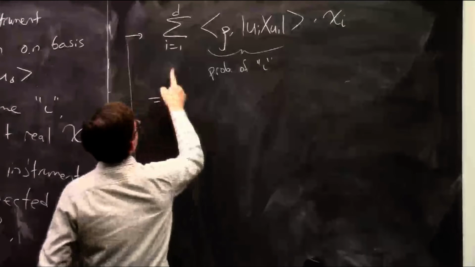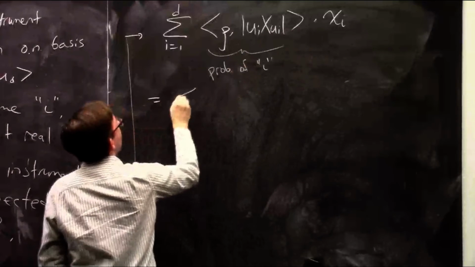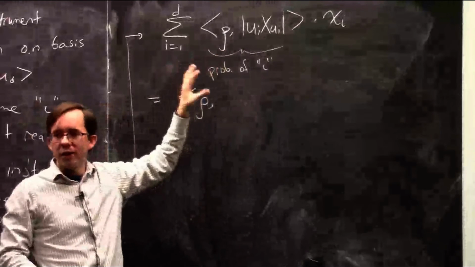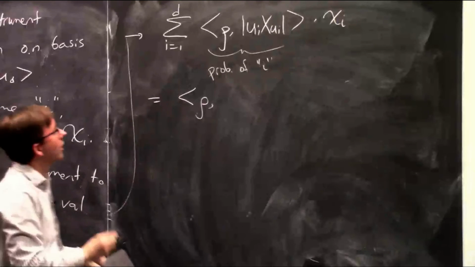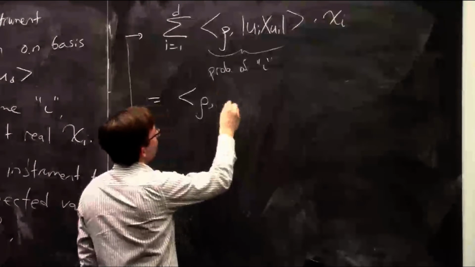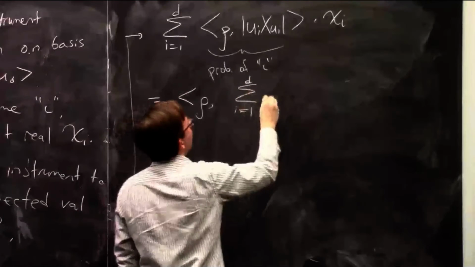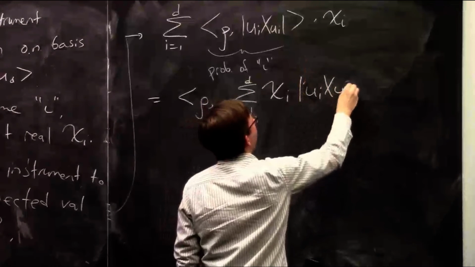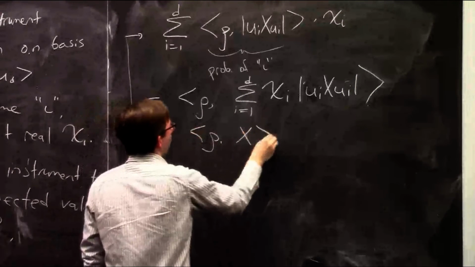And now we'll just do some manipulations. We'll push this sum inside here, and we'll also bring this scalar inside here. I should mention that this angle bracket thing, this inner product, is really linear. You can check that. Trace is a linear operator. It's the real inner product. So you get the matrix inner product of rho with the sum of chi i u i, which is X.